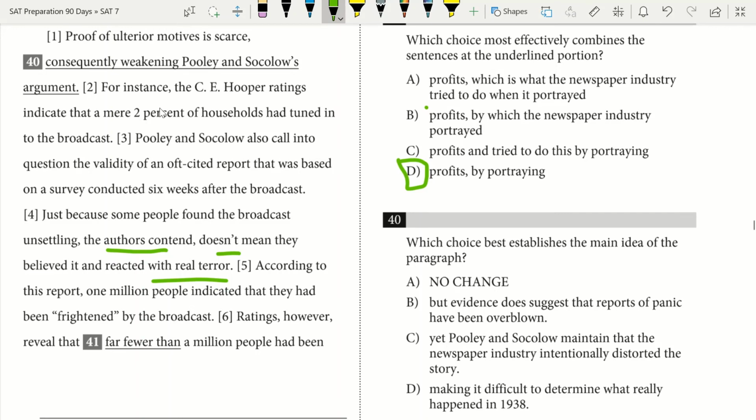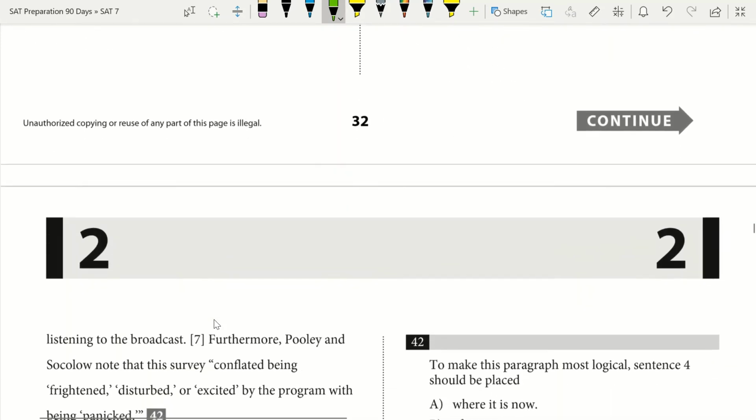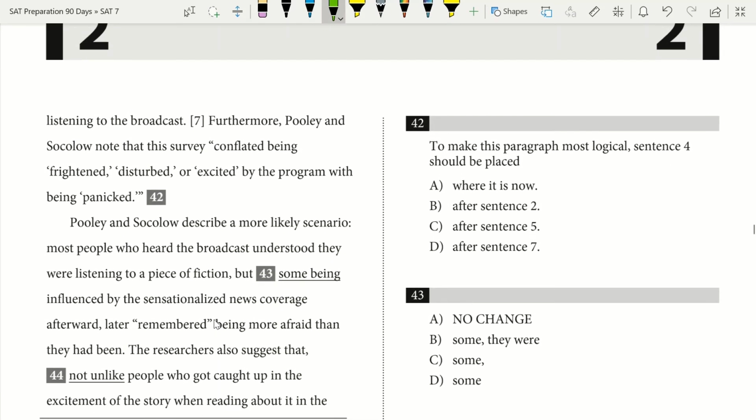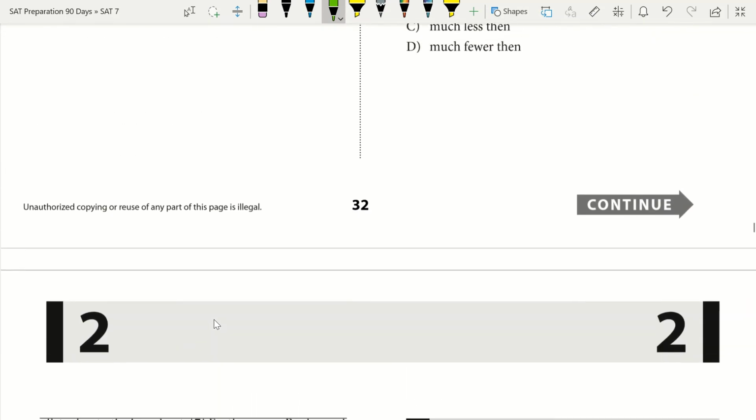"For instance, Hooper ratings indicate that a mere 2% of households had tuned into the broadcast. Pooley and Sokolow also call into question the validity of an off-site report that was based on a survey conducted 6 weeks after the broadcast. According to this report, 1 million people indicated that they had been frightened by the broadcast." Okay, at this point, I'm going to want to place sentence 4 after sentence 5 then, because it talks about frightened, and then we talk about how just because they were frightened does not mean that they actually reacted with anything. So our answer there should be C for number 42.